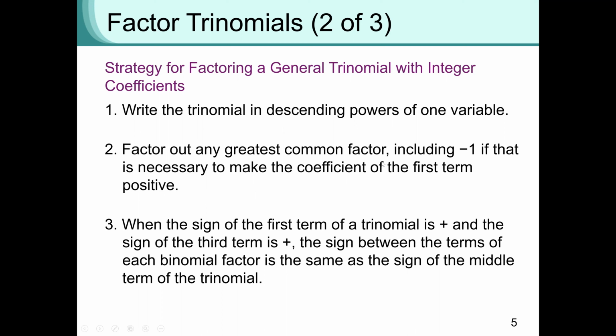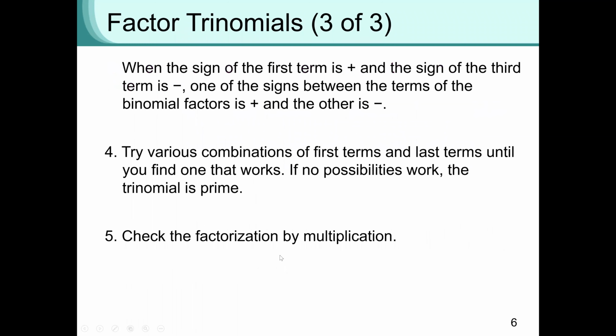Again, we're going to see an example soon. Now, when the sign of the first term of a trinomial is positive, then that's good. We leave it. And the sign of the third is positive also. Now, the sign between the terms of each binomial factor is the same as the sign of the middle term of the trinomial. What we mean is that if the first term is positive and the last term also is positive, automatically the middle term also will be.